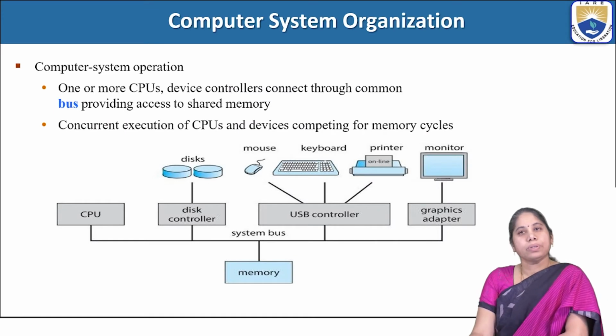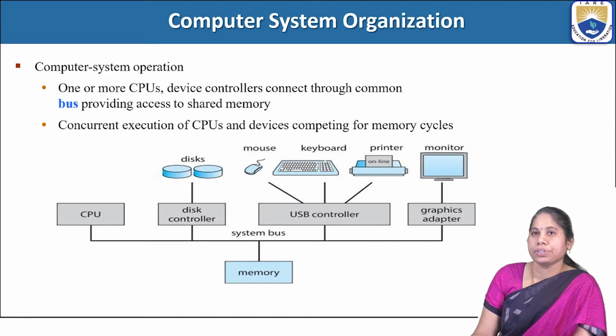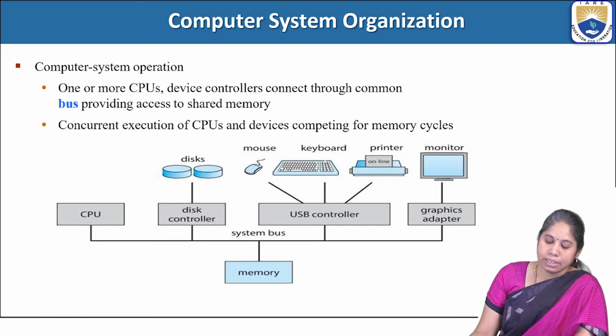Now come to the organization. So we learned the structure, we learned what an operating system is, we learned different components of the computer system and what the operating systems do actually. So the major functionality of the operating system is as a resource allocator and a control program. So now let us see computer system organization.